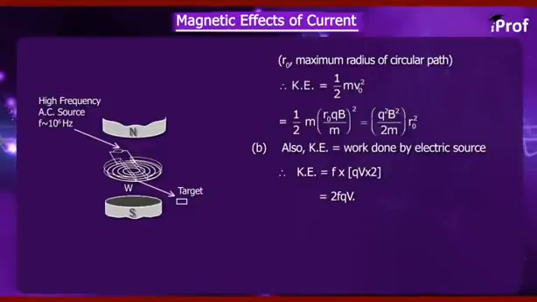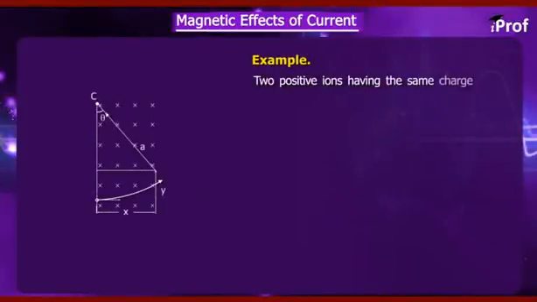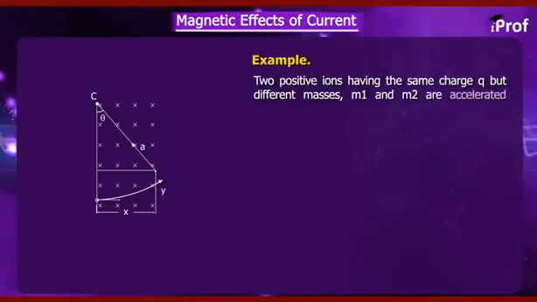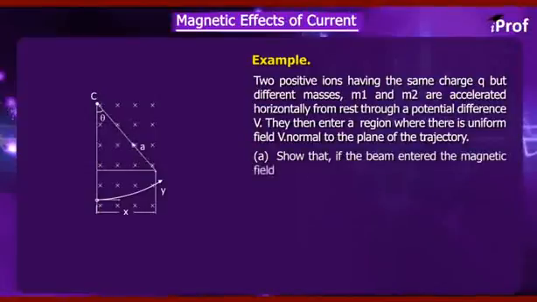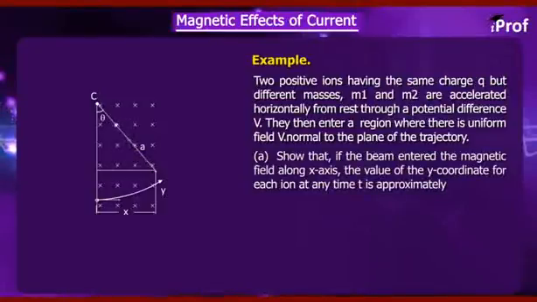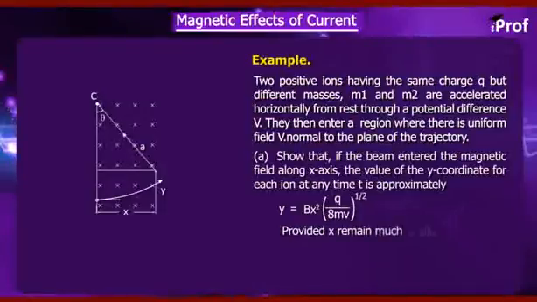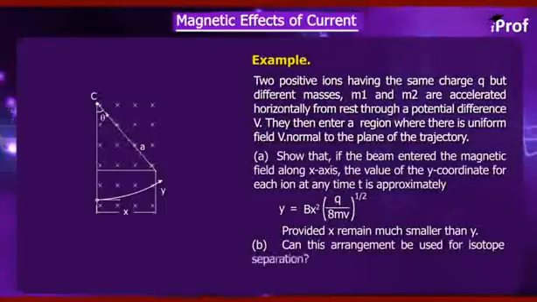Let's see another illustration. Two positive ions having the same charge q but different masses m1 and m2 are accelerated horizontally from rest through a potential difference V. They then enter a region where there is a uniform field B normal to the plane of the trajectory. (a) Show that if the beam entered the magnetic field along the x-axis, the value of the y-coordinate for each ion at any time t is approximately y equal to Bx squared (q upon 8mV) to the power 1 by 2, provided x remains much smaller than y. (b) Can this arrangement be used for isotope separation?